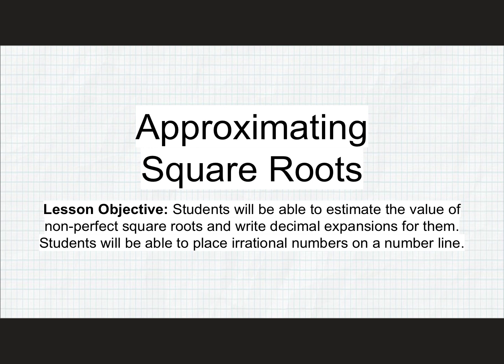The lesson objective is students will be able to estimate the value of a non-perfect square root and write decimal expansions for them. Students will also be able to place irrational numbers on a number line.